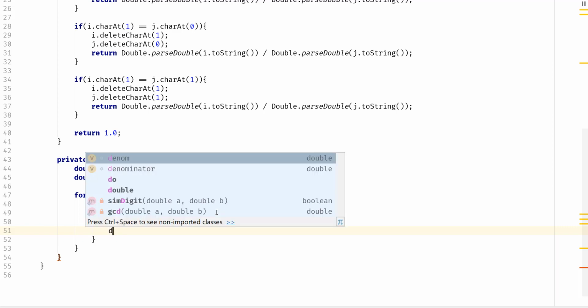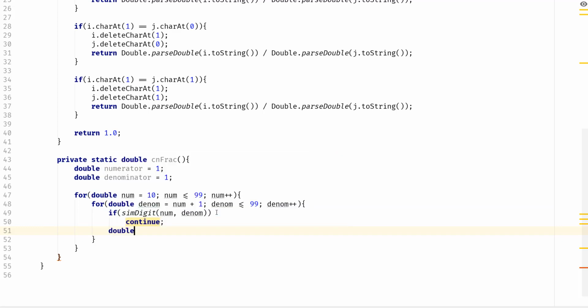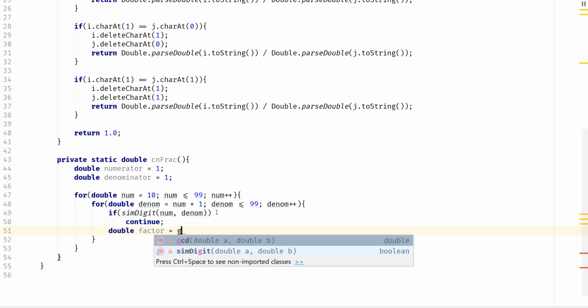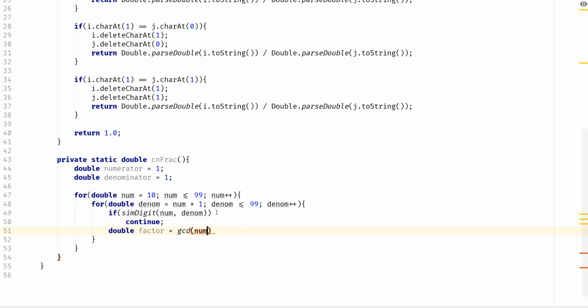Next, we want to get the GCD. So just create a double here, and we can call this one divisor or factor, however you want, and let's pass in GCD here, and we're going to pass in num and denum.